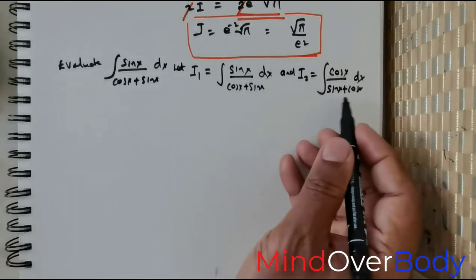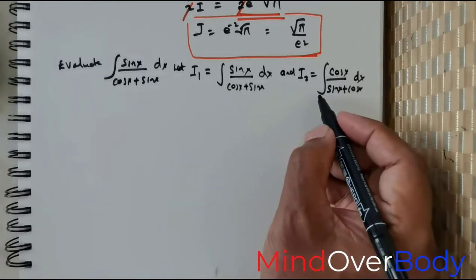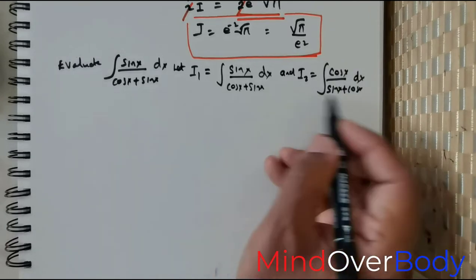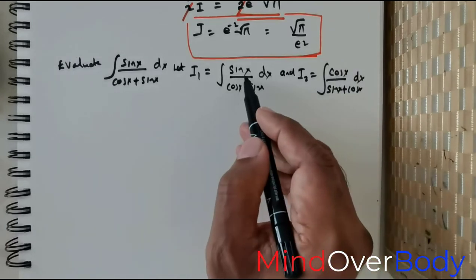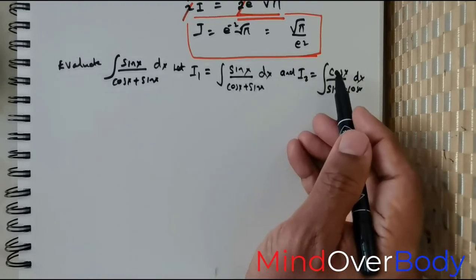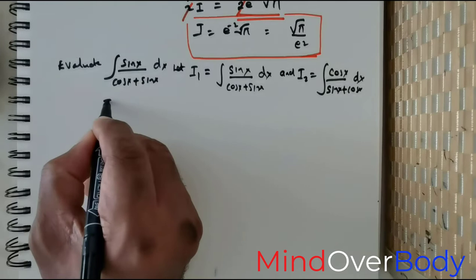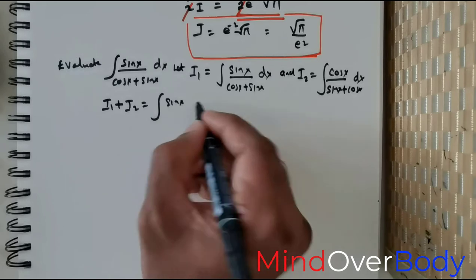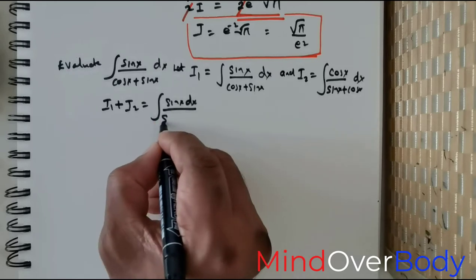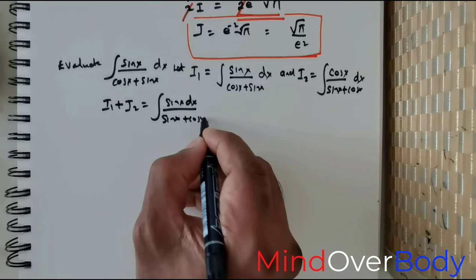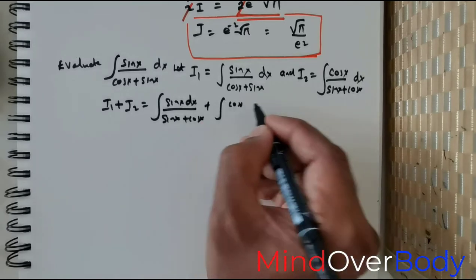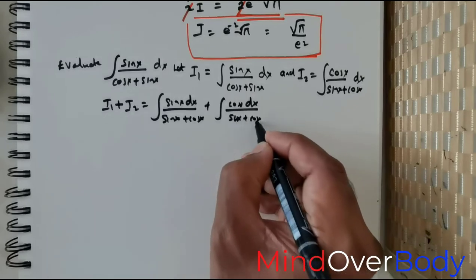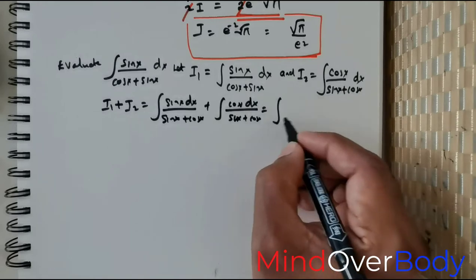Of course the denominators are the same. I just resorted to writing it as sin x + cos x just to make some distinction, but the denominator is one and the same. The only change that we see here is with the numerator. Next, I'm going to add I1 with I2. So this is going to be the integral of sin x dx over sin x + cos x, followed by the integral of cos x dx divided by sin x + cos x.